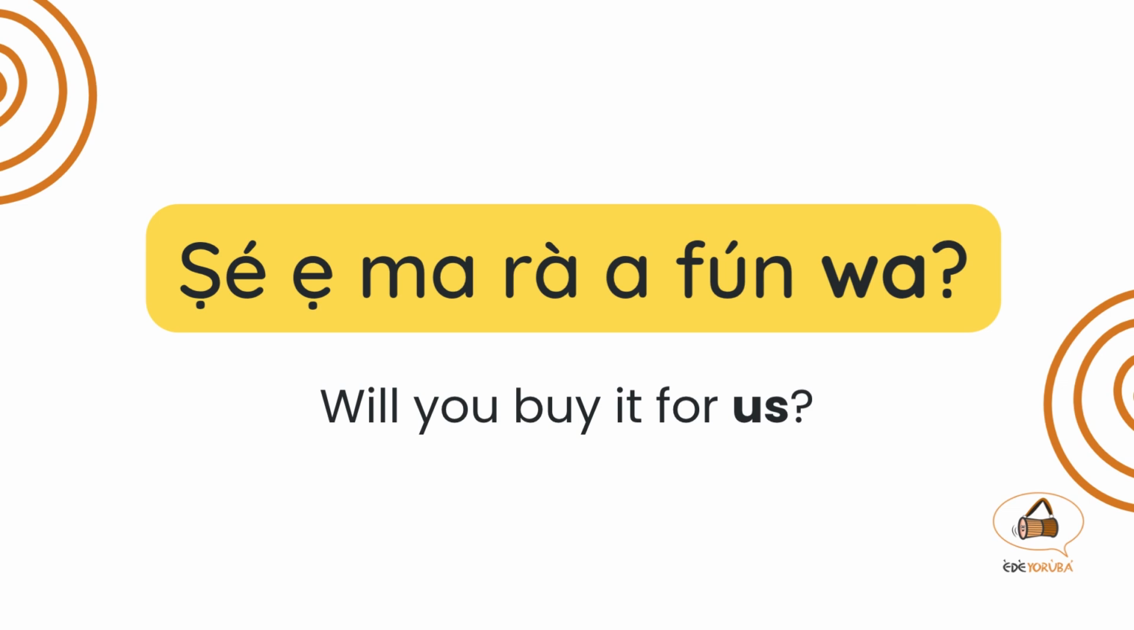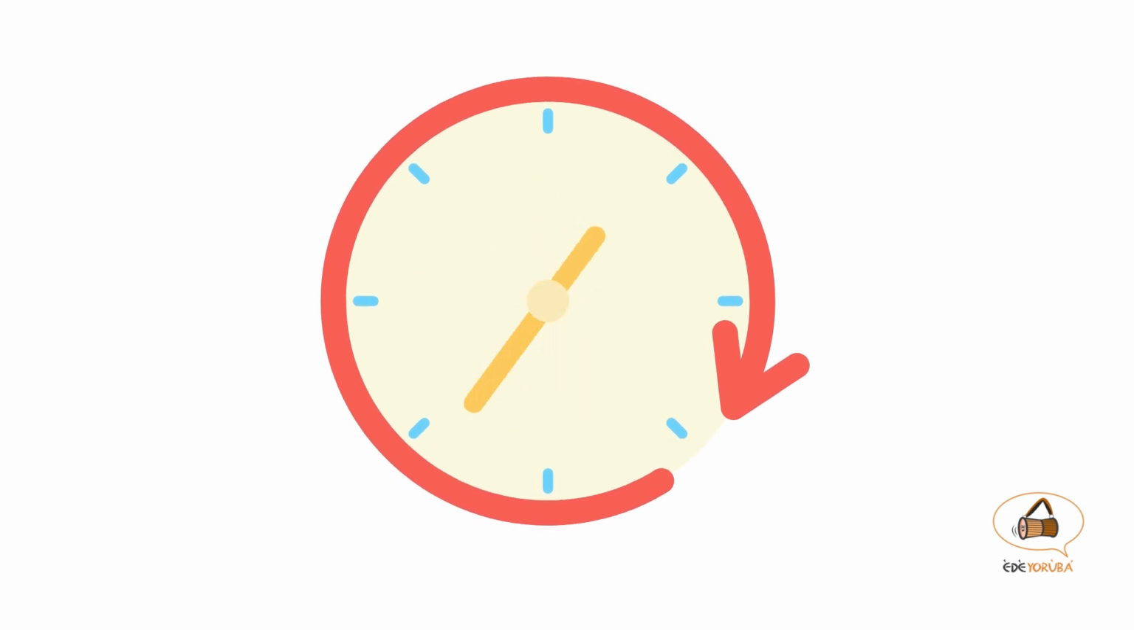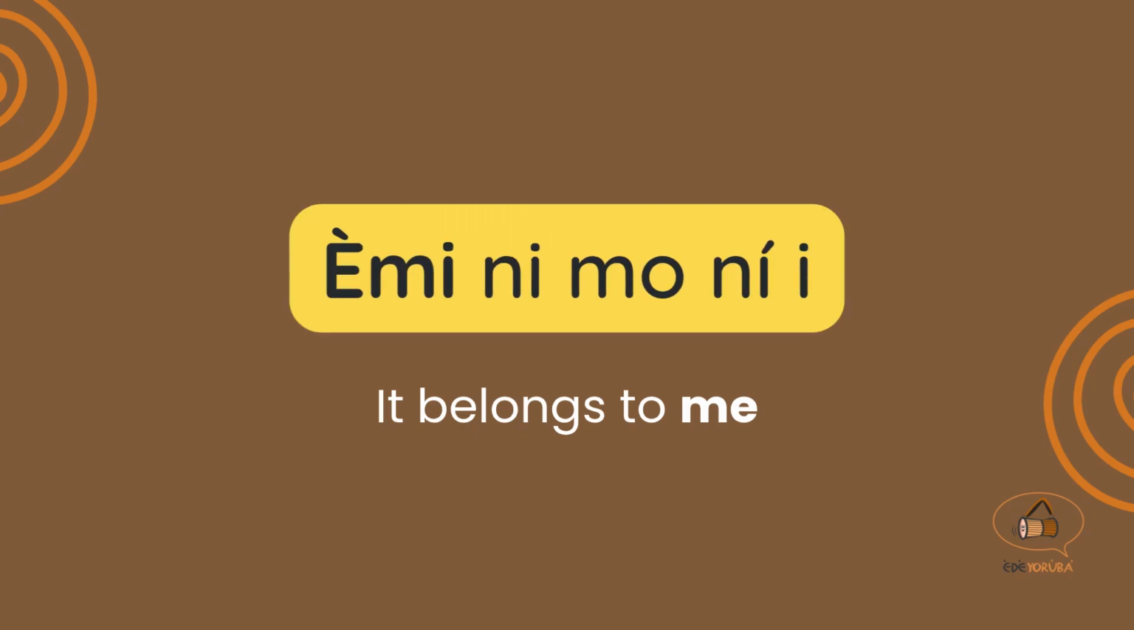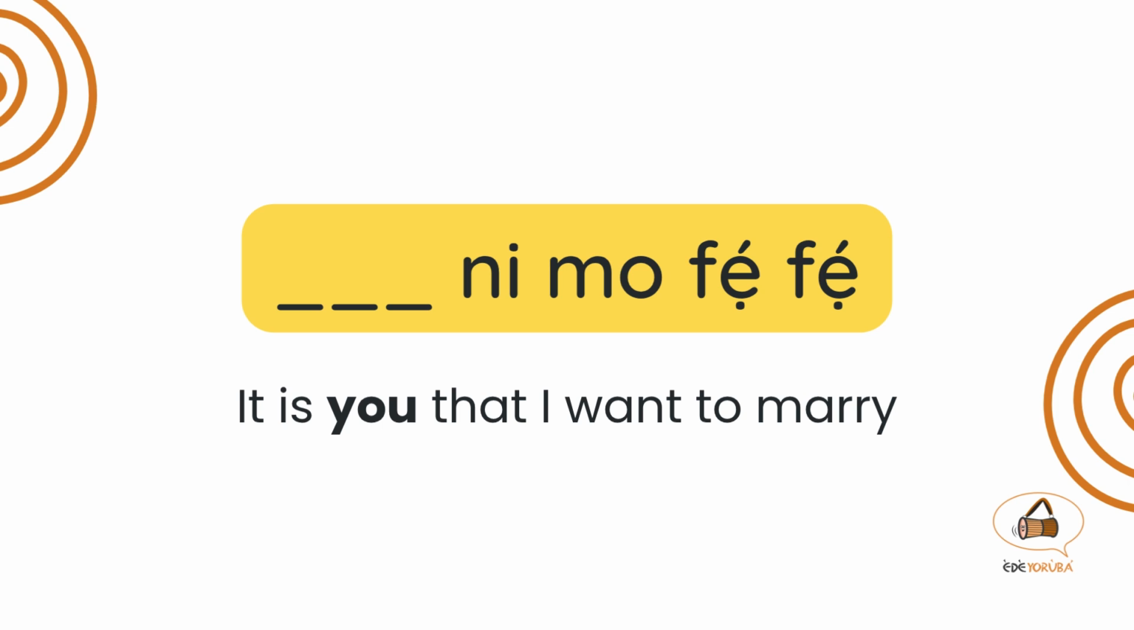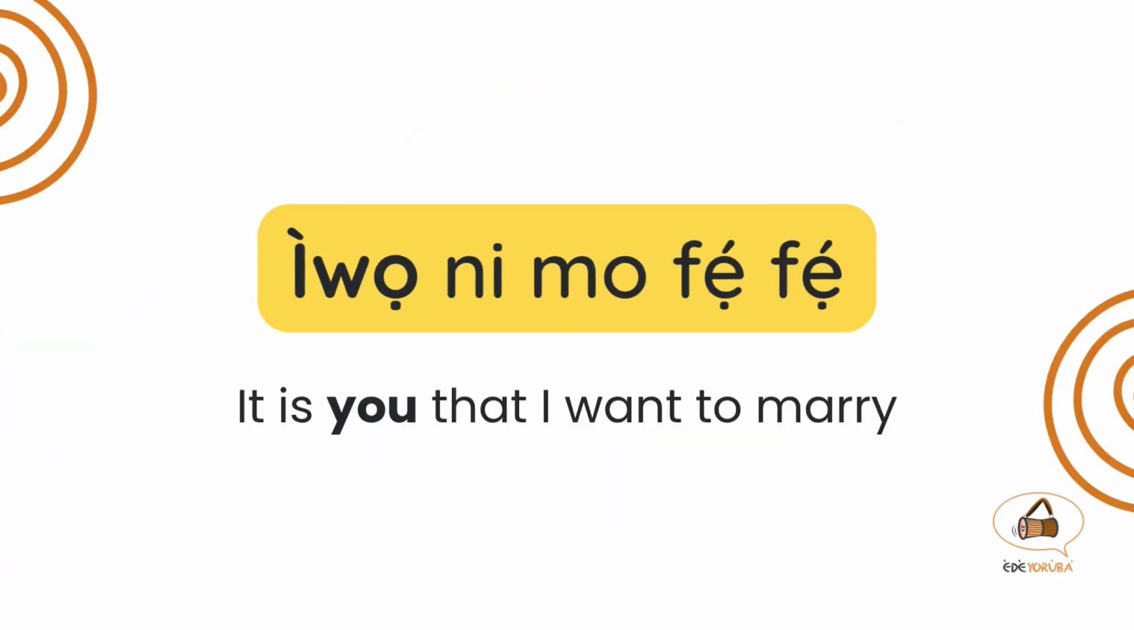Wa here is us. It belongs to me. Dash ni mo ní. Èmi ni mo ní. It belongs to me. Èmi here is me. It is you that I want to marry. Dash ni mo fẹ́ fẹ́. Ìwọ ni mo fẹ́ fẹ́. It is you that I want to marry.